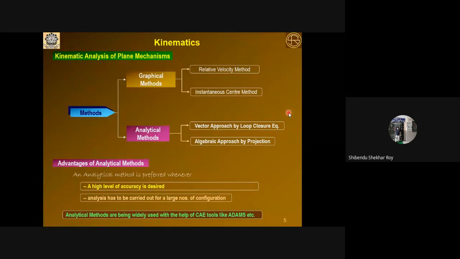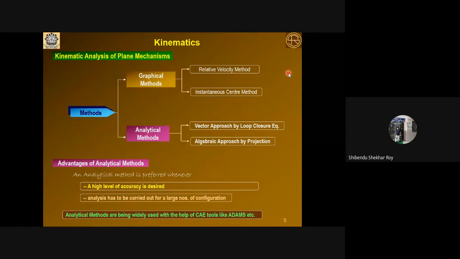But if you carry it out for a particular time instant, it will give better insight into the problem. That is why, in order to clear the fundamentals, you have to learn graphical methods. It may be the relative velocity method or the instantaneous center method. These two methods you will learn, and I think Professor Bera will take these two things.